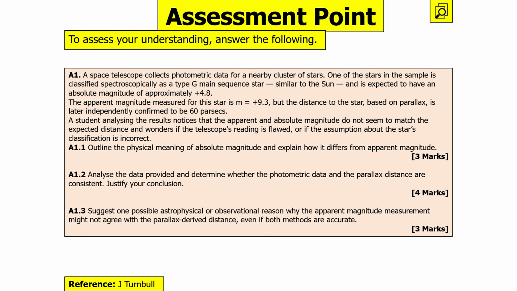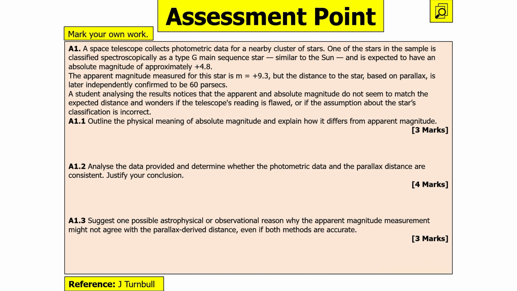Outline the physical meaning of absolute magnitude and explain how it differs from apparent magnitude. Analyze the data provided and determine whether the photometric data and the parallax distance are consistent, and justify your conclusion. Suggest one possible astrophysical or observational reason why the apparent magnitude measurement might not agree with the parallax-derived distance, even if both methods are accurate. So pause the video now, and then unpause the video when you want to go through your answer.